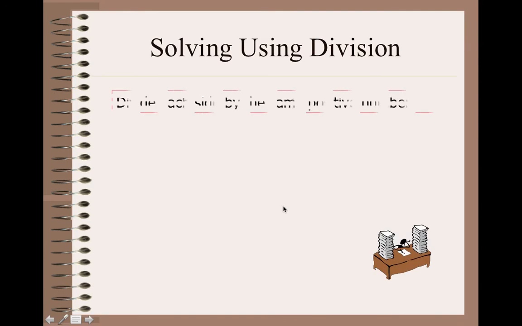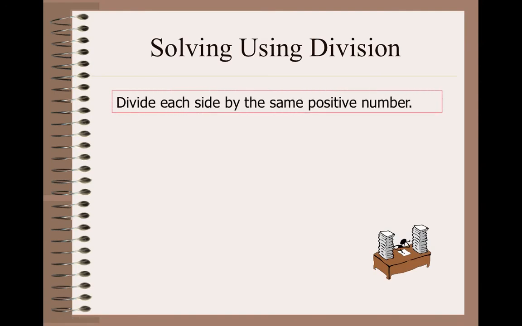And then, another: divide each side by the same positive number. So, we have 3x less than or equal to 9. That's divided by 3. x is less than or equal to 3.